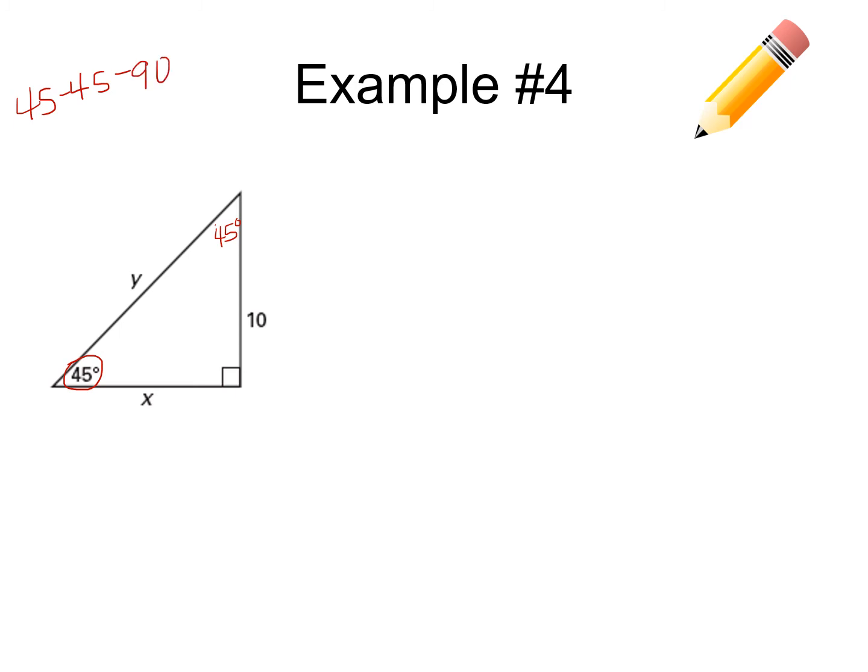So again, in a 45, 45, 90, we have legs. And since we have two congruent angles, we're going to have two congruent sides, and those sides are going to be the ones that cross from those congruent angles. So any 45, 45, 90 again is just that isosceles triangle. We have two congruent sides, and then we have one hypotenuse. So right off the bat, you should be able to determine that x is going to equal 10.